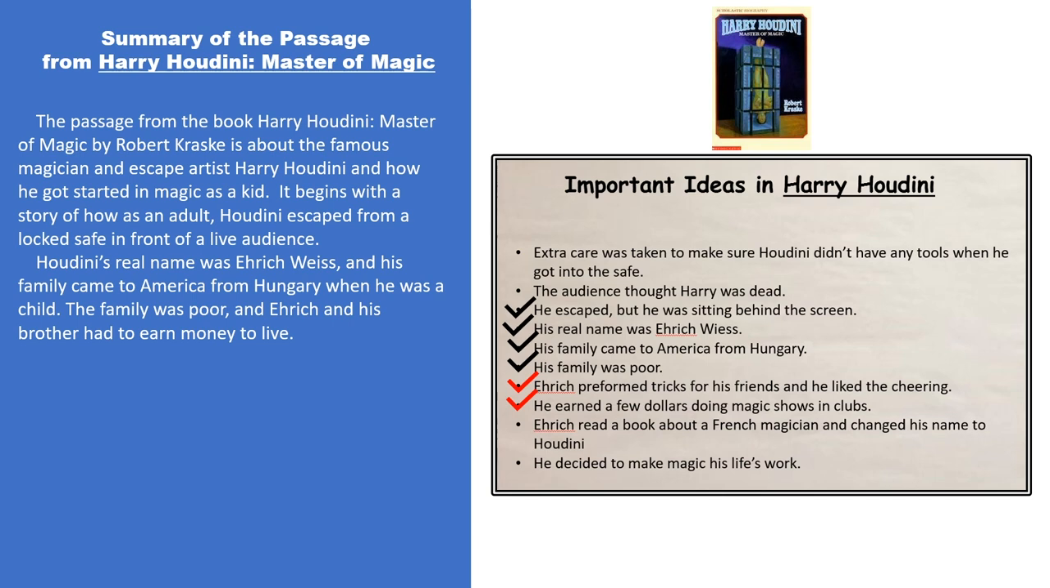Okay, I hope you had enough time to think about it. I'm going to add my sentence here: Enric performed tricks for his friends, sometimes even earning a few dollars at neighborhood clubs. There we go. That included the ideas that we wanted to include from the story. It gives readers an idea of how magic started as a hint of a career for Enric.